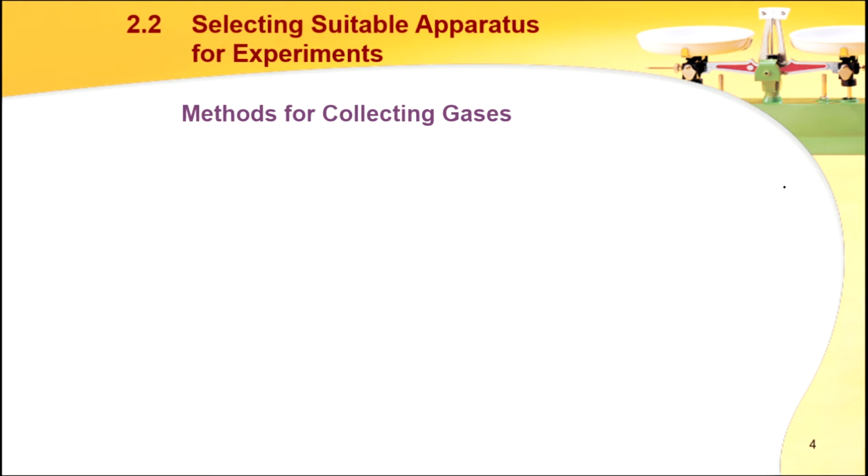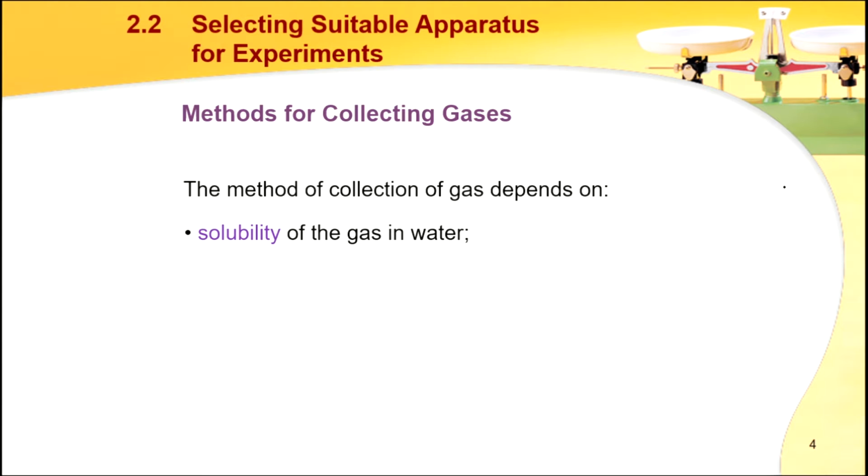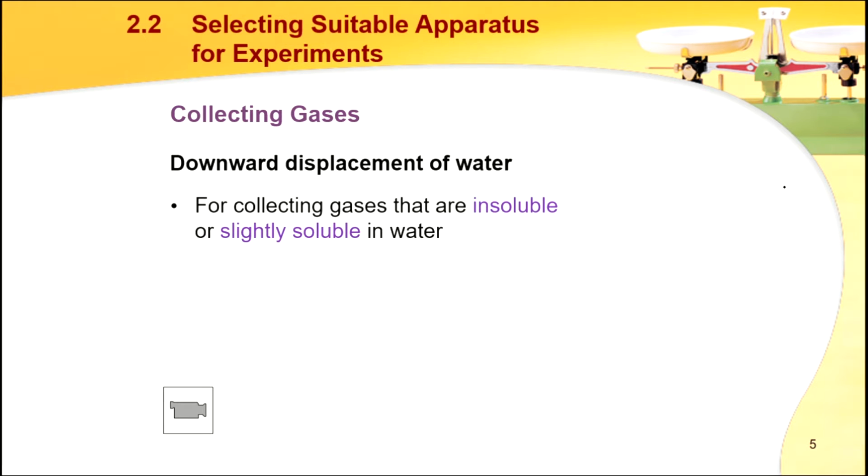Methods for collecting gases. The method of collecting gases will depend on the solubility of the gas in water, and then the density of the gas compared to air. The first method of collecting gas is known as the downward displacement of water. We can use this method for gases that are insoluble or slightly soluble in water.